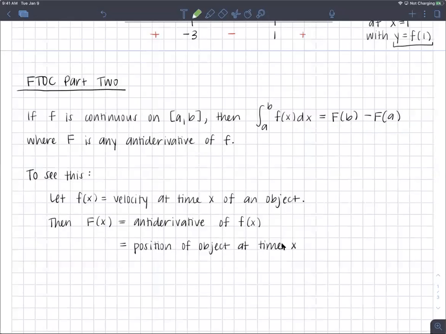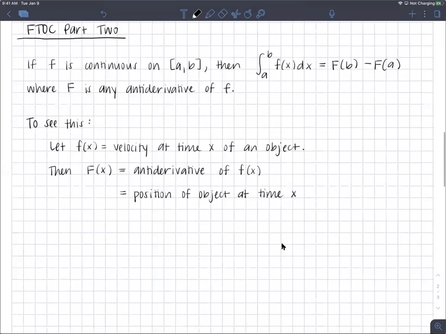So let me explain how the integral is equal to that part now. We know that the integral from a to b of f of x with respect to x is equal to the area under the curve. And so in this case, it's under the velocity curve, right? Because little f is velocity.